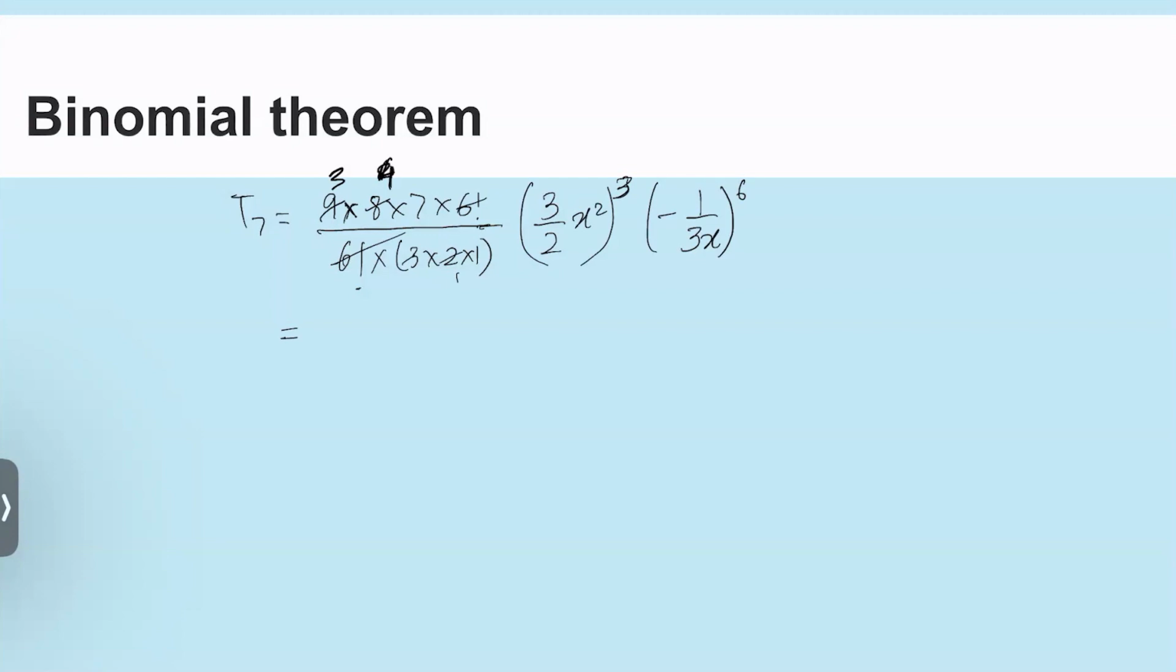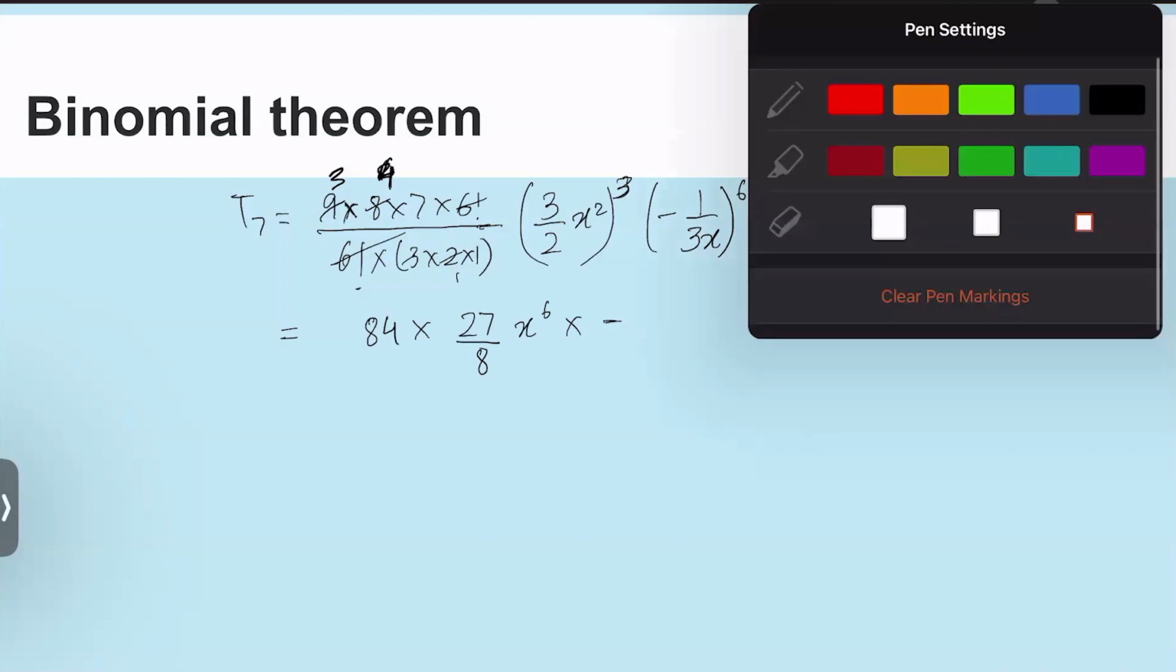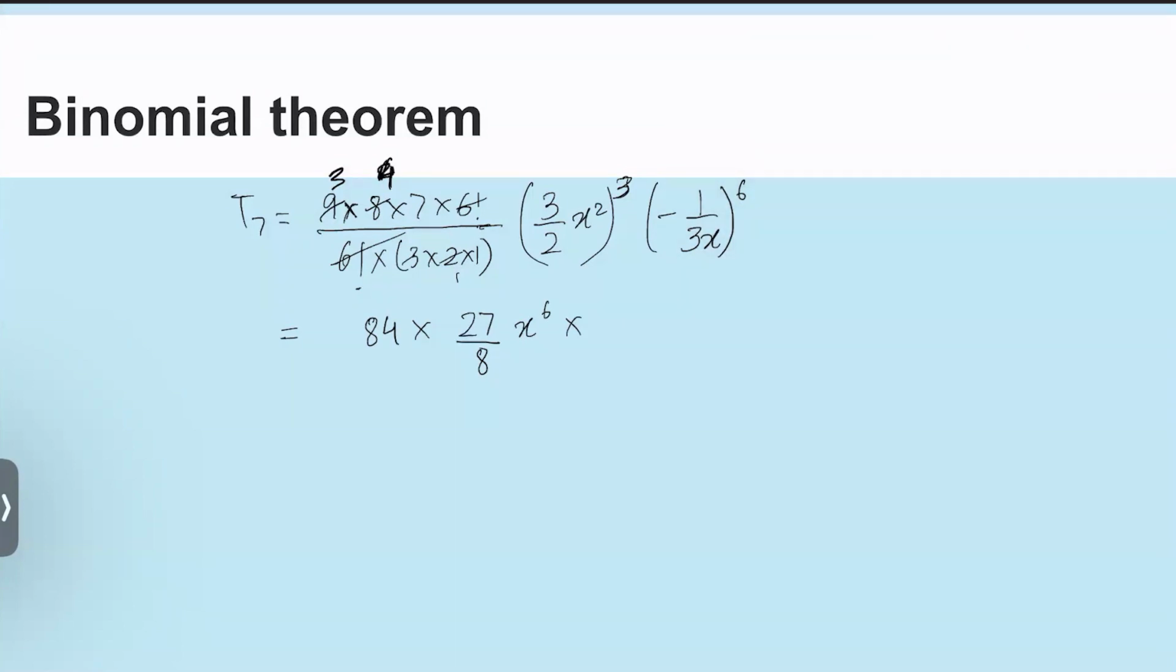12 into 7 is 84. Okay. Multiplied by. Now over here you will take out the bracket. So what you get is 27 by 8, x raised to 6, multiplied by. Now the minus sign will go away over here because the entire thing is raised to 6, which is an even power. So what you have is 1 upon 3 raised to 6.